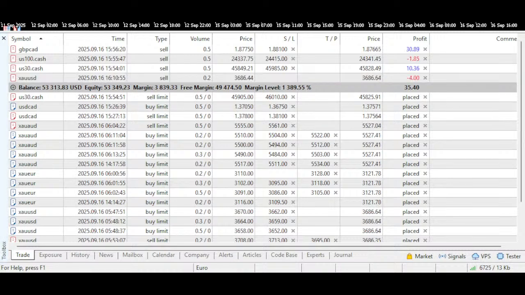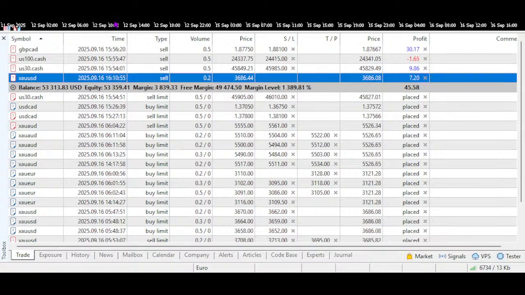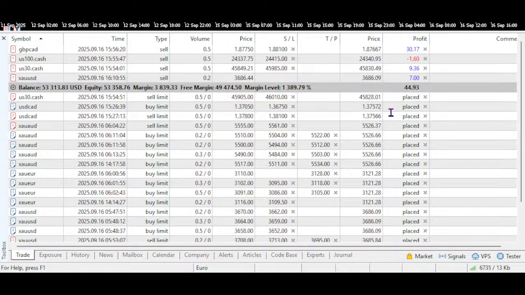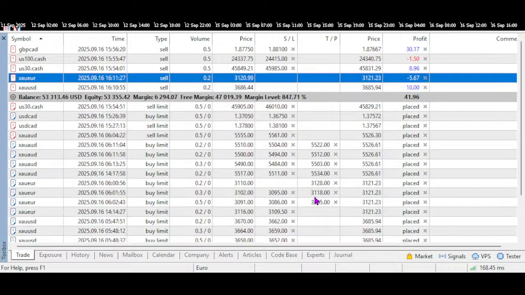Then the gold euro also we will go for a sell. Gold Aussie also we will go for a sell. Just try to hit the market. So the gold euro we will go for a sell at market. Then the gold Aussie slightly higher. Okay, let me get this thing right.